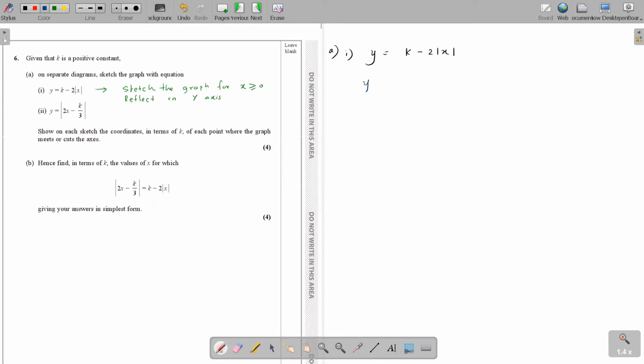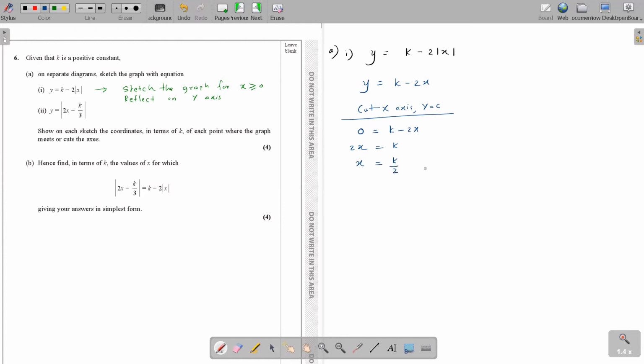What I simply do here is first remove the modulus and take the normal graph, k minus 2x. It's a straight line, and we do the normal thing where we find where the graph cuts the x-axis and the y-axis. When it cuts the x-axis, y is 0, so 0 equals k minus 2x, which gives 2x equals k, so x equals k over 2.